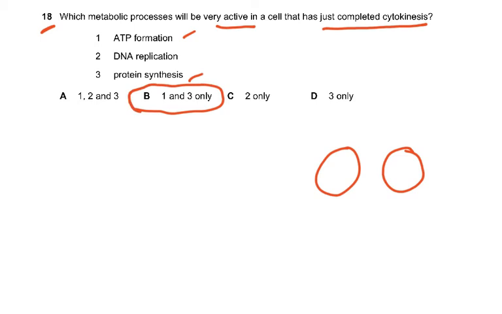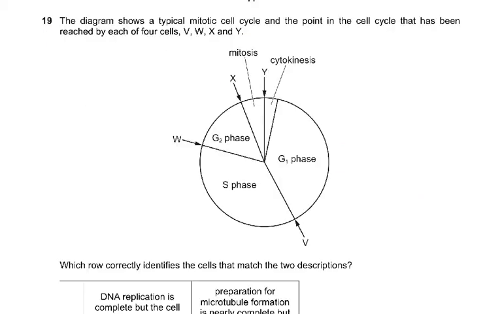DNA replication will take place in the S phase of interphase. So they don't want you to be talking about DNA replication because that will be in the S phase. It says which will be very active in a cell that has just completed cytokinesis. So we're going to talk of G1. In G1, organelles replicate, and ATP formation and checking and all that takes place. So 1 and 3, which is ATP. So DNA replication is S phase of interphase. Remember that.